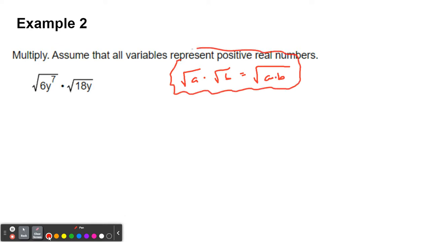So we can use this idea, right? So we can do the square root of 6x times 18 times y to the 7th times y. All of that's inside one big square root. So now what I'm going to do first is I'm going to take the square root of 6 times 18 in Desmos. So watch this.